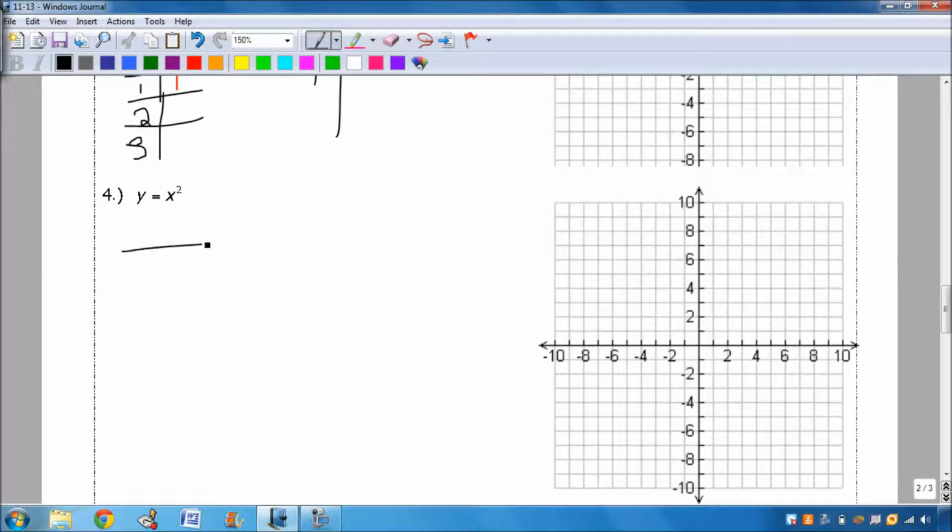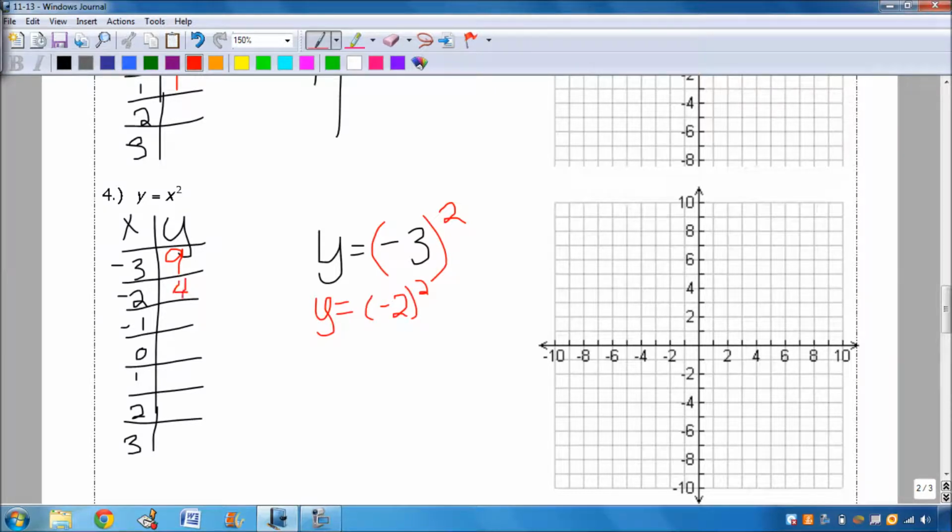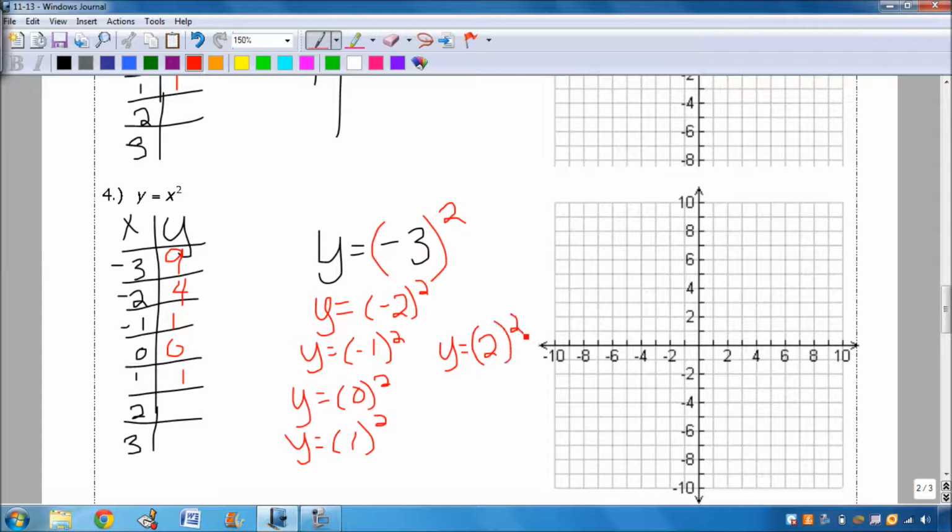So for this one, I'm going to create another chart, and I'm going to use the same values that I used for most of my examples, which is from -3 all the way up to +3. Okay, so y equals, the first value is -3, so I'm going to take -3, I'm going to remember to put parentheses around it, and I'm going to square it. -3 squared is 9, okay? And then the next one is -2 squared, which is 4. The next one is -1 squared, which is 1. Then I've got 0 squared, which is 0. 1 squared, which is 1. 2 squared, which is 4, and then lastly 3 squared, which is 9, okay?